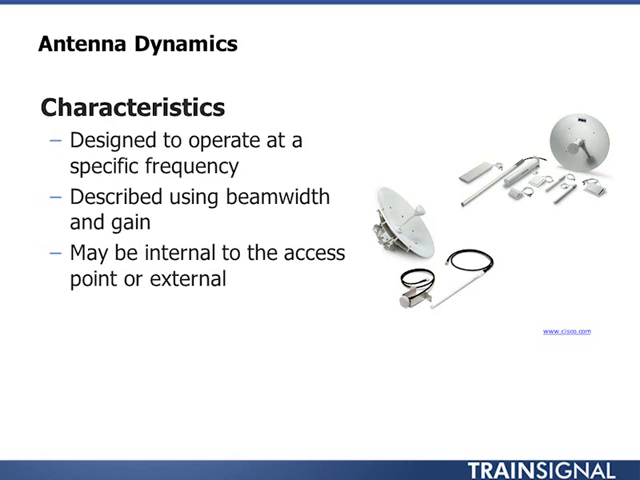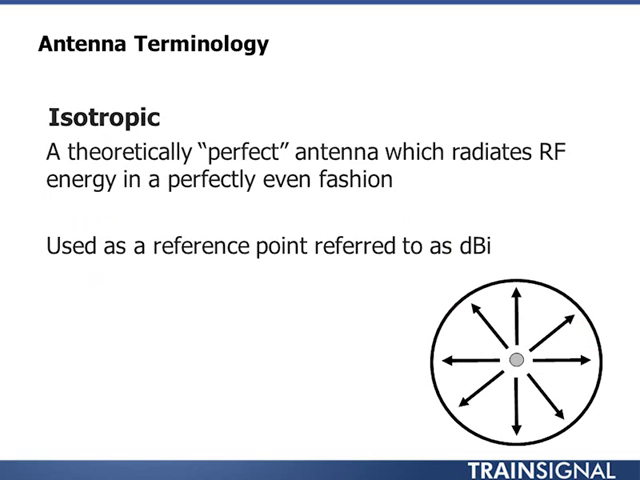And of course, as you should know with a wireless LAN, your antennas could be internal inside the access point, or they could be external. And so if you're deploying an external antenna, then it's really important that you understand how to choose that antenna, how to read those specifications. So it's very important for external antennas that you know how to read in terms of beam width and antenna gain when you're reading those specifications.